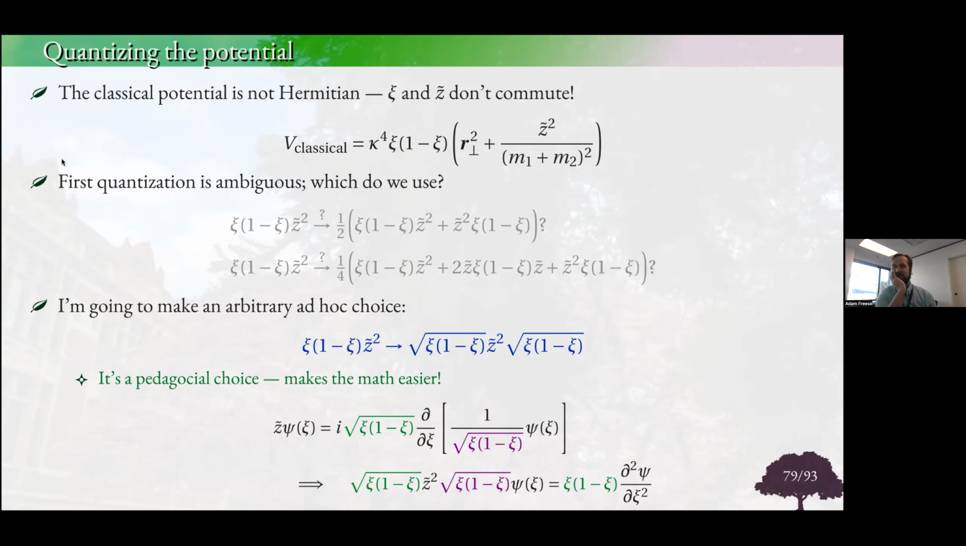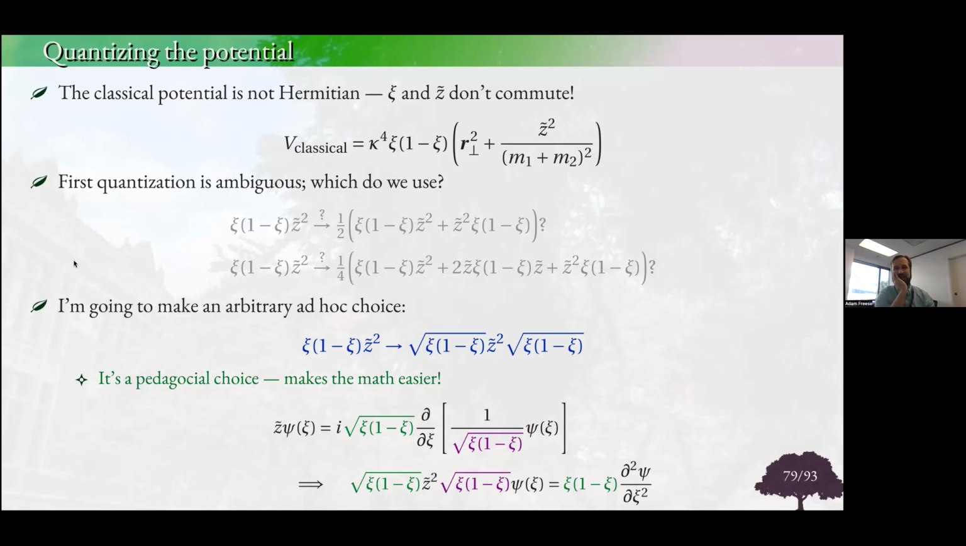Now, before proceeding, we have a slight problem with this. Quantum mechanically, xi is a momentum fraction. It's a ratio of operators, and z tilde is also an operator. And these operators don't necessarily commute. P plus does not commute with z tilde after all. So first quantization is ambiguous. Which do we use? We can do a two-sided average. We can do something more complicated.